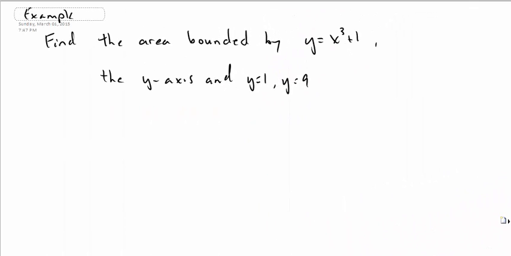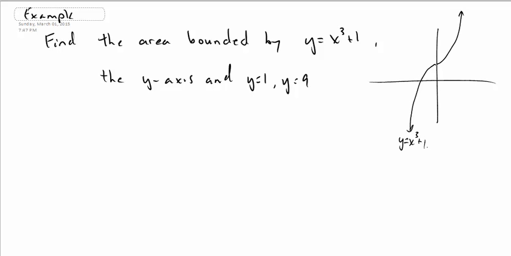Next example, find the area bounded by y equals x cubed plus 1, the y-axis, and y equals 1 and y equals 9, those two horizontal lines. So let's start by sketching the graph. And you should be able to sketch an x cubed curve that's translated up 1 unit. You definitely don't need your calculator for this. But we're going to look like that. That's y equals x cubed plus 1.